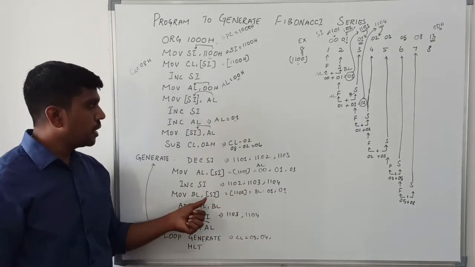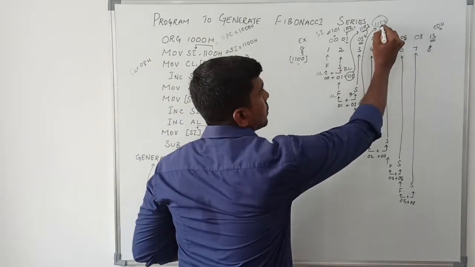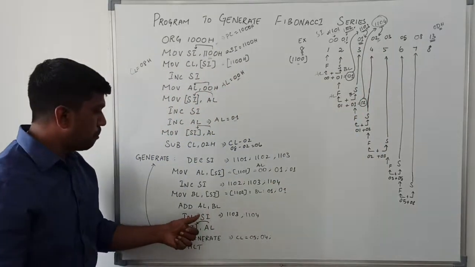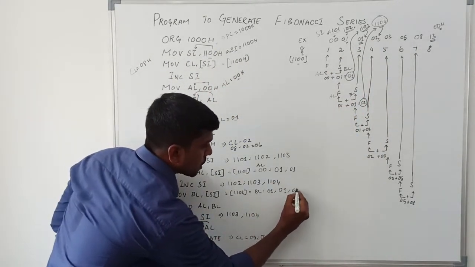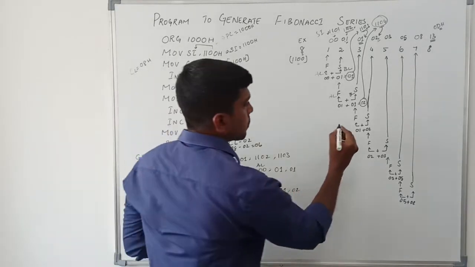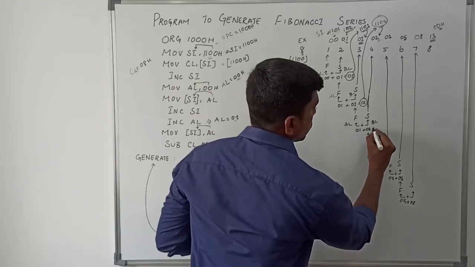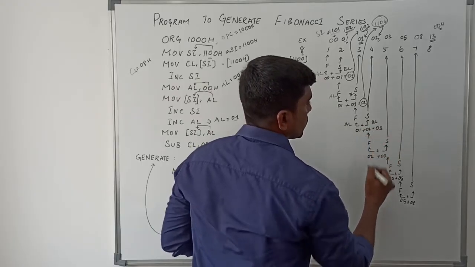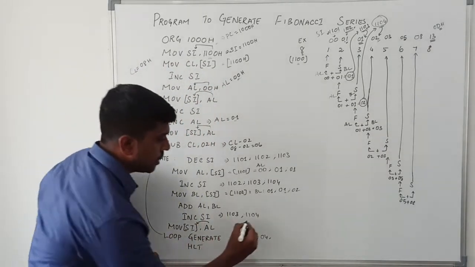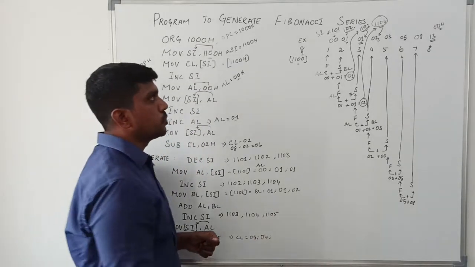Move BL, [SI]. The SI value is 1104, and this memory location holds the data 02. So this value is transferred to the BL register. Now the BL register content is 02. Add AL, BL. The AL value is 01 and the BL value is 02. Just adding these two contents, the result is 03. Then increment SI, so after incrementing, the SI value goes to 1105.